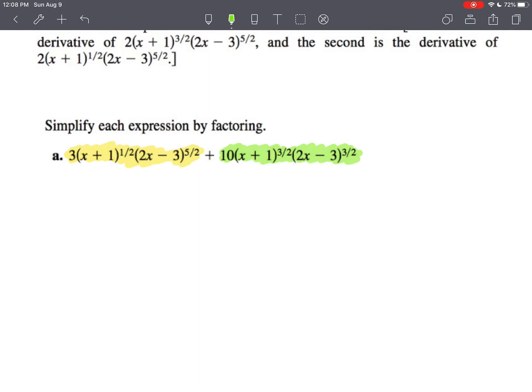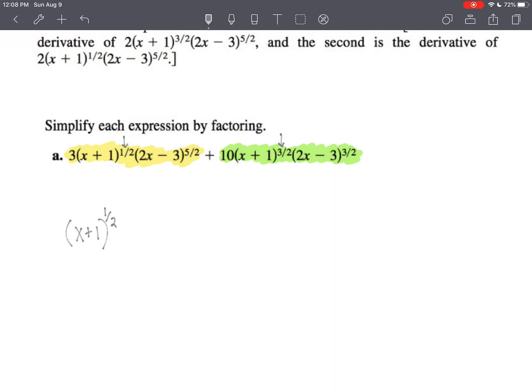So I have a variable base of x plus 1 in both terms. So I'm definitely going to take out an x plus 1. So I take out an x plus 1 and I look at the exponents. I've got 1/2 and I've got 3/2. The smaller of the two is 1/2. So that is going to be one factor that comes out.